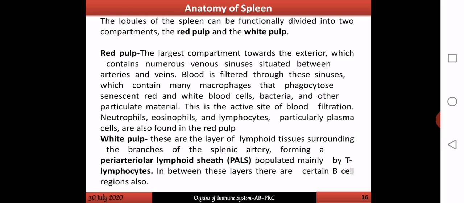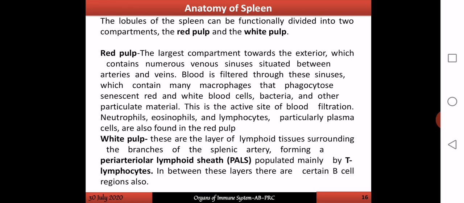So the red pulp is actually the largest compartment, and this is the exterior portion. The most significant thing is that there are numerous venous sinuses situated between arteries and veins. You know what sinuses are? They are nothing but the junction between the arteries and veins. Usually blood is filtered through these sinuses, so these sinuses are responsible for the filtration of blood.